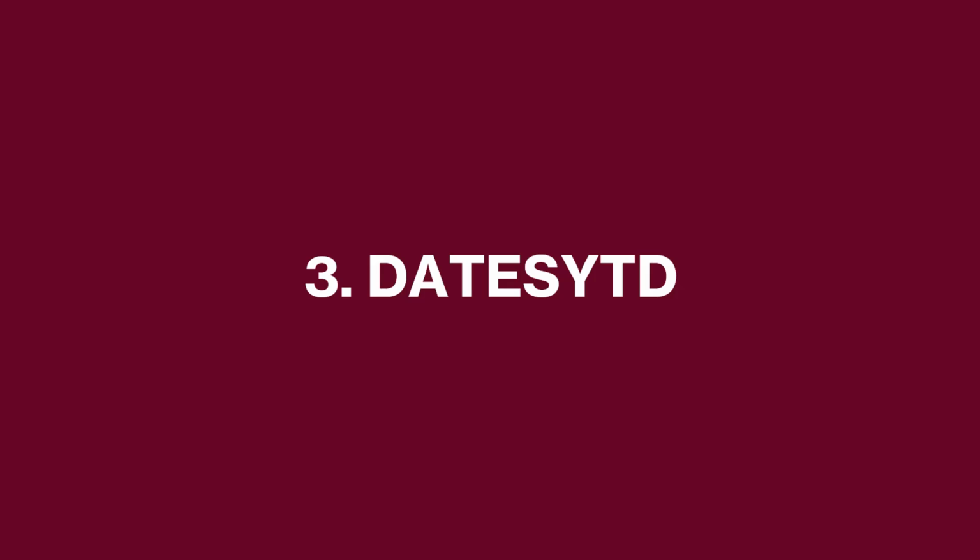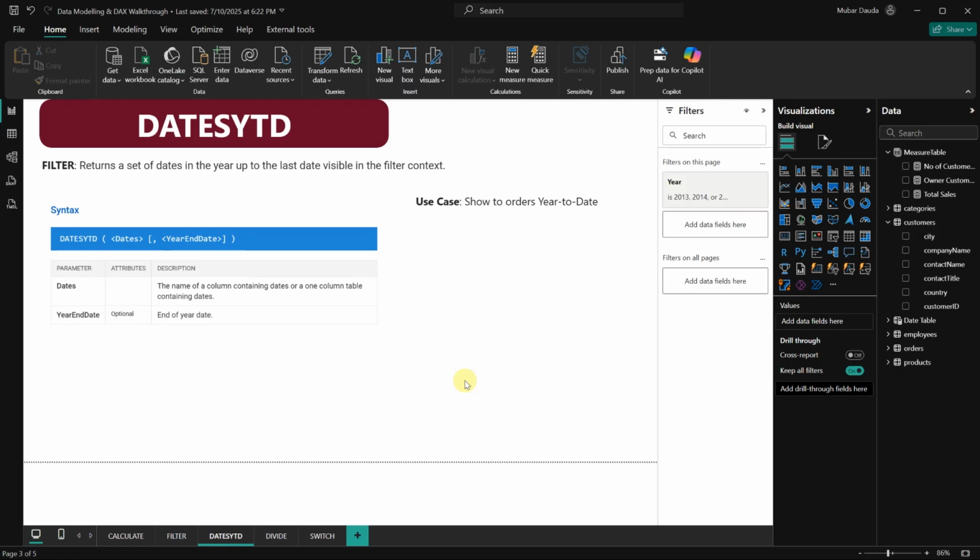The next DAX function that I use day to day is DATESYTD. This is DATESYTD, which means dates year to date. Let's say you want to return values or sales or orders that are year to date. You want to return year to date only.